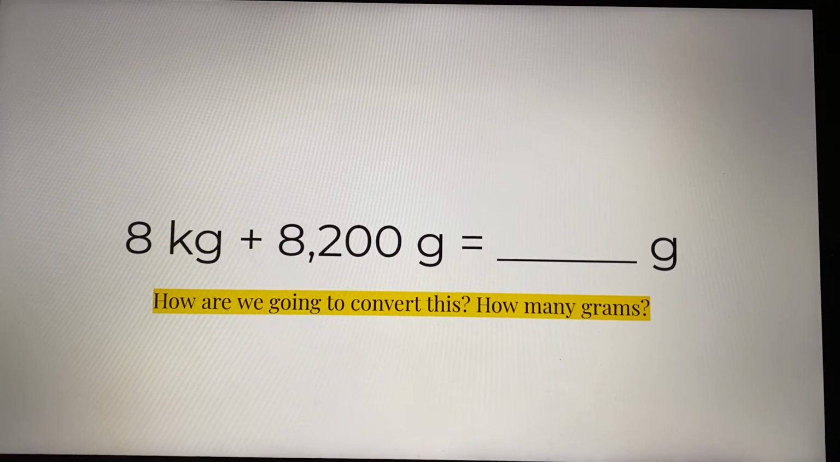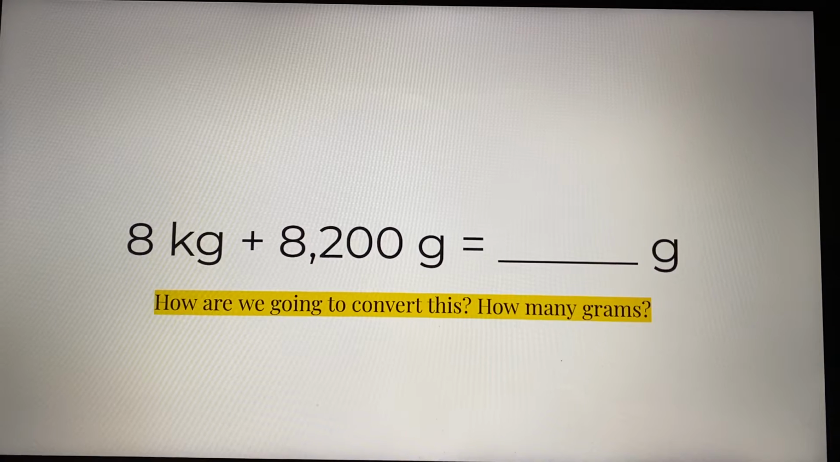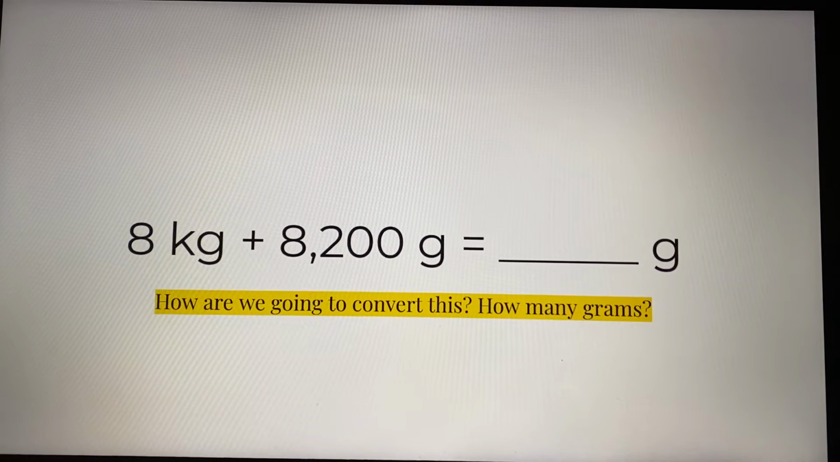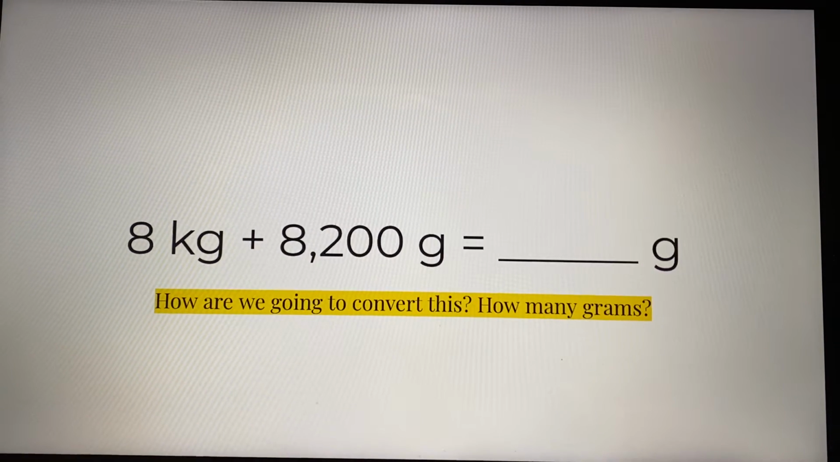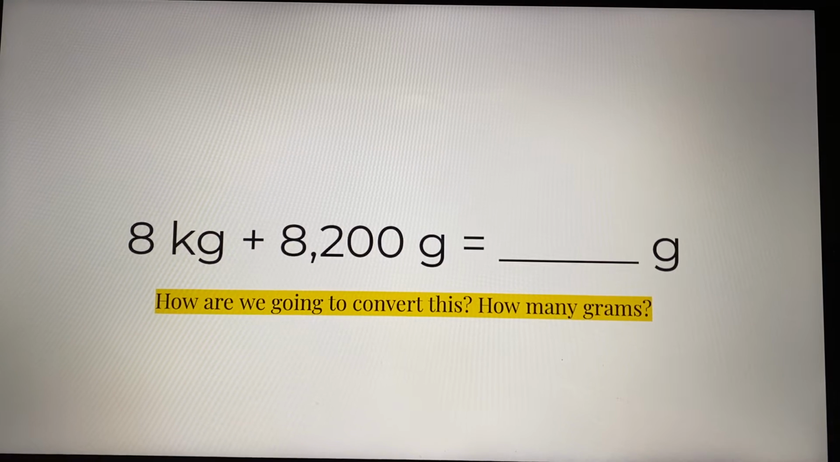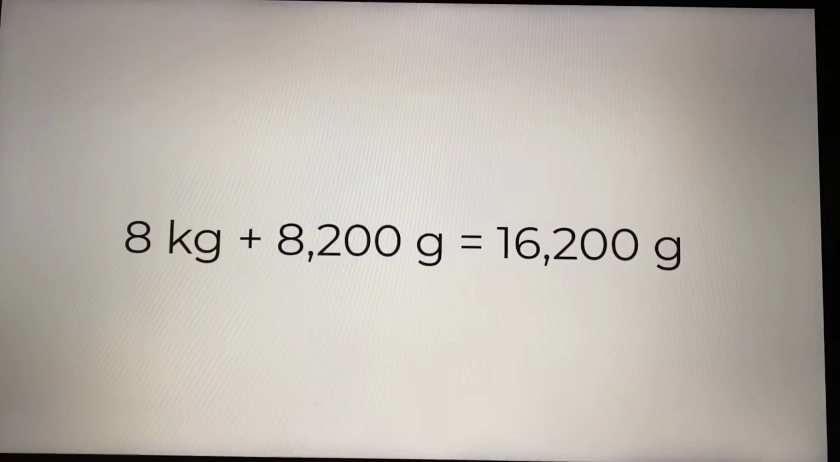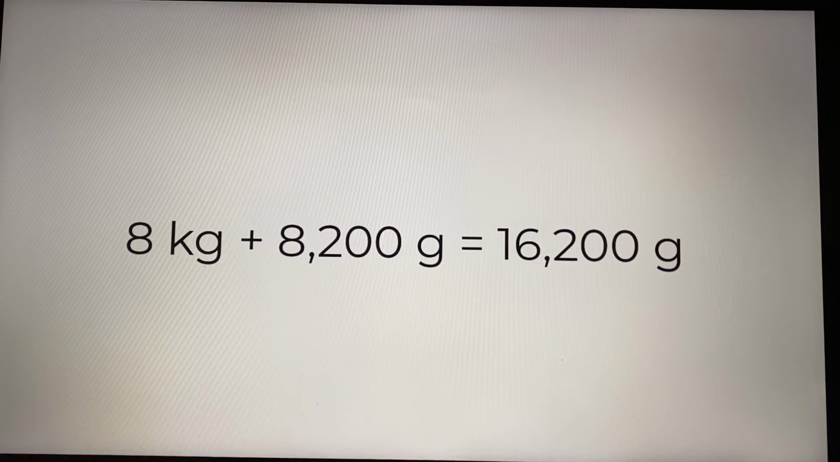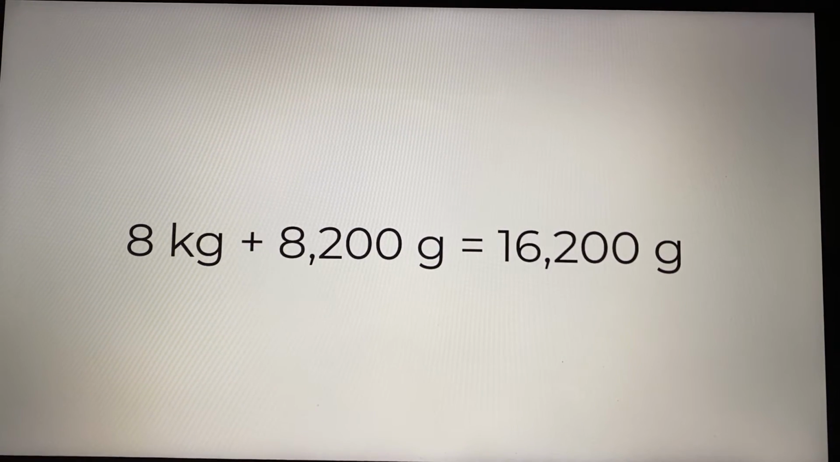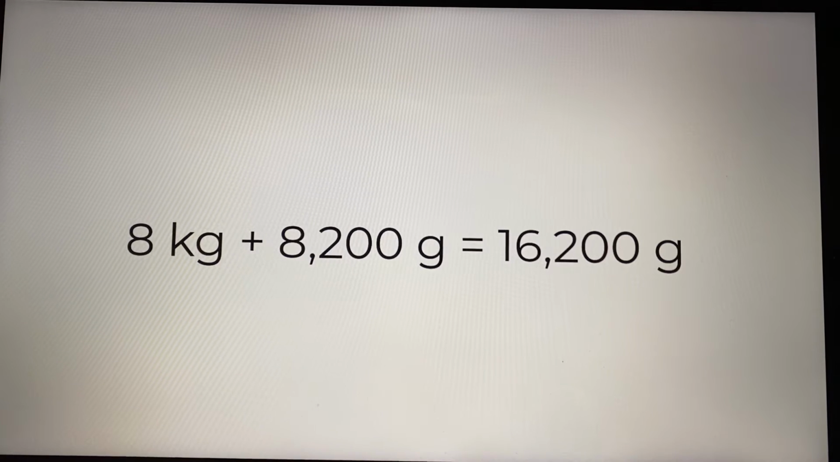Here's an addition problem. How are we going to convert this? How many grams? Think about it. 16,200. So 8 kilograms is 8,000 grams, and you just add 8,000 to 8,200.